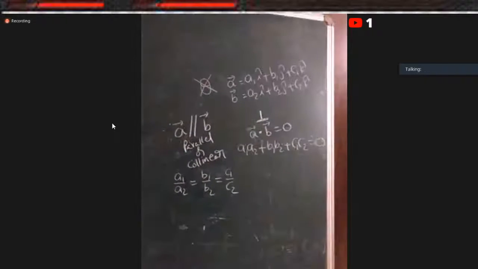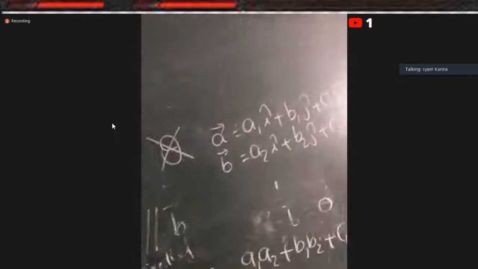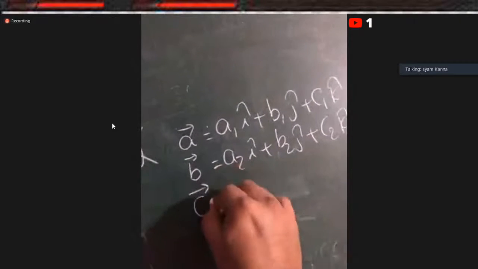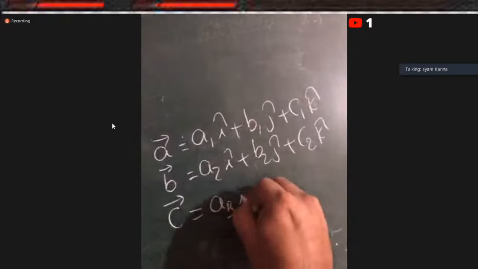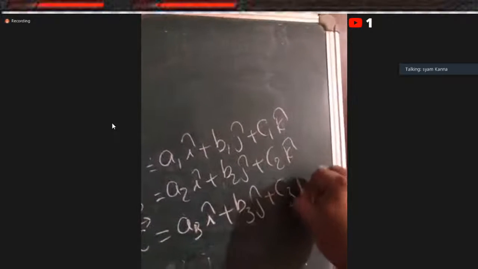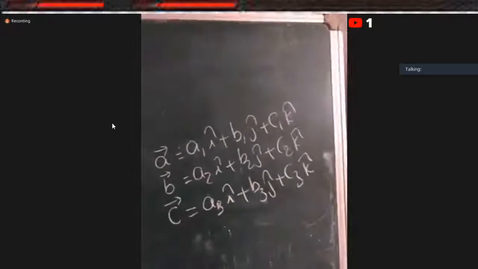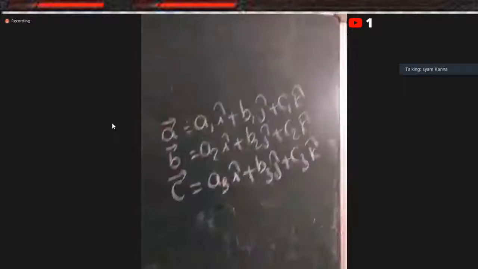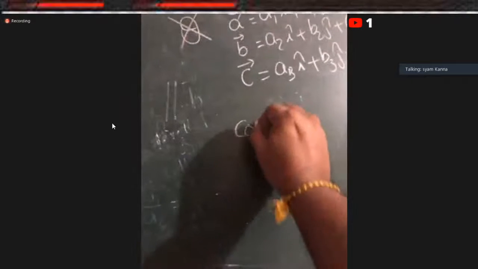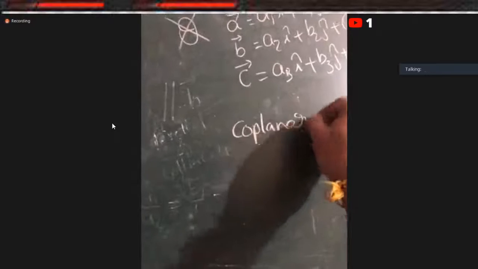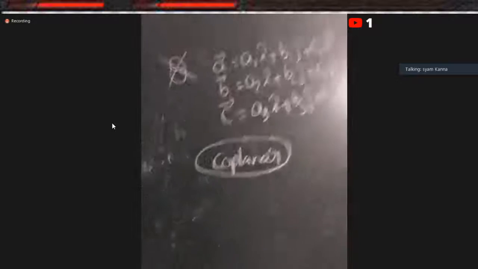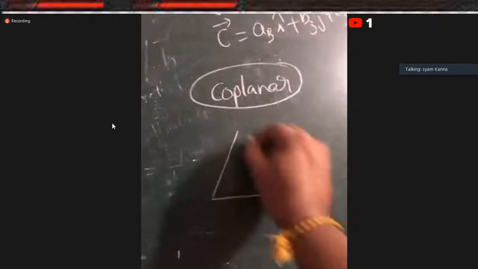Now, suppose I have given three vectors: A bar, B bar, C bar, which are A3 i cap plus B3 j cap plus C3 k cap. Suppose I say that these three vectors are coplanar, means suppose this is a plane.